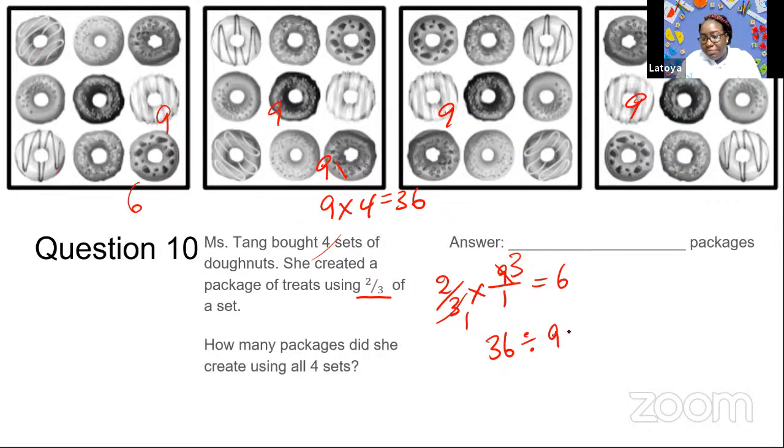9. Yes. And 36 divided by... no, I'm not dividing by 9. In order for me to get 6 packages, as the answer is, I have to divide by 6. Yes, so we are going to divide by 6 and we are going to get our answer to be 6 packages. All right, on to the next question.